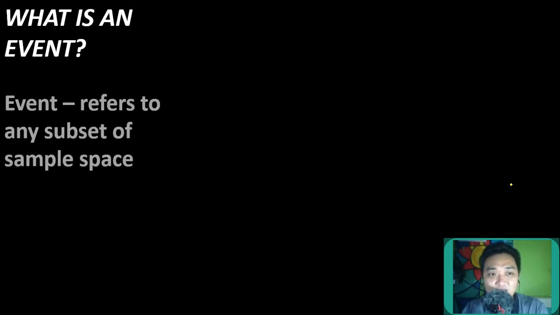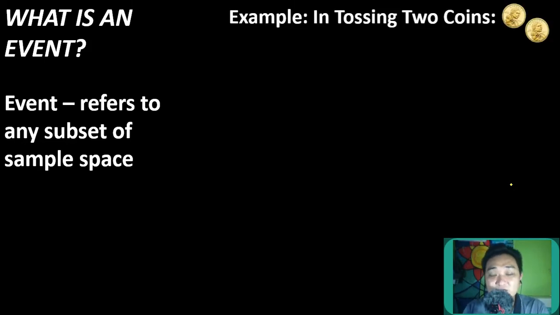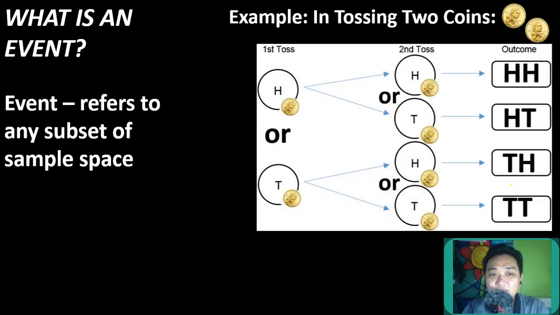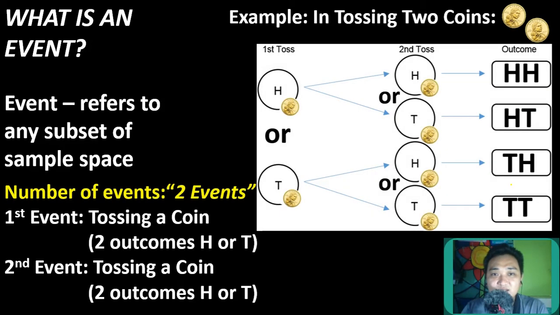Eh, ano naman yung tinatawag na event? So, when we refer to event, it simply means a subset of sample space. So, paano ba pinapakita yung event? Again, in our example, tossing two coins. Meron tayong dalawang event. Kasi dalawa yung coin natin, di po ba?